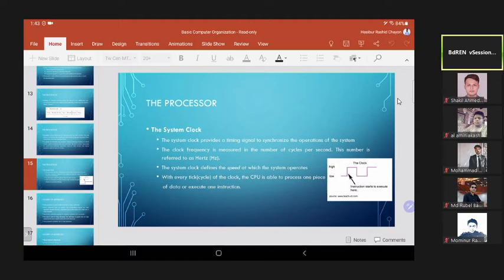Very nice description. The slides do not give that much information. You can go to the internet, or other sources, to know about this system clock. Remember, this is a very common question.